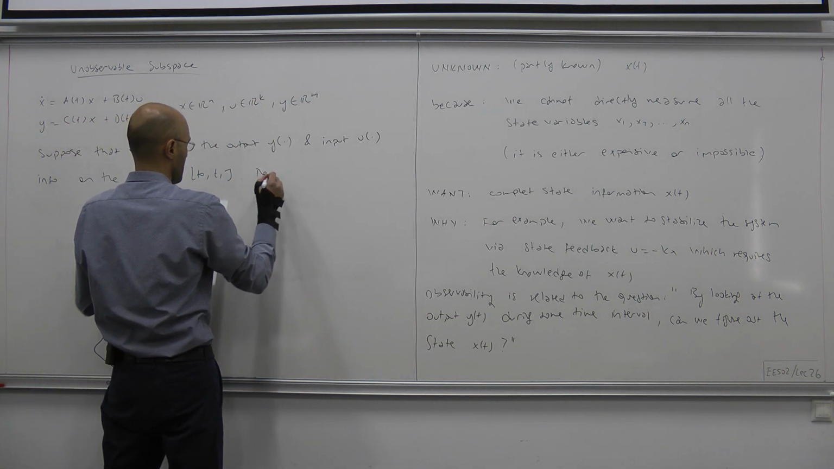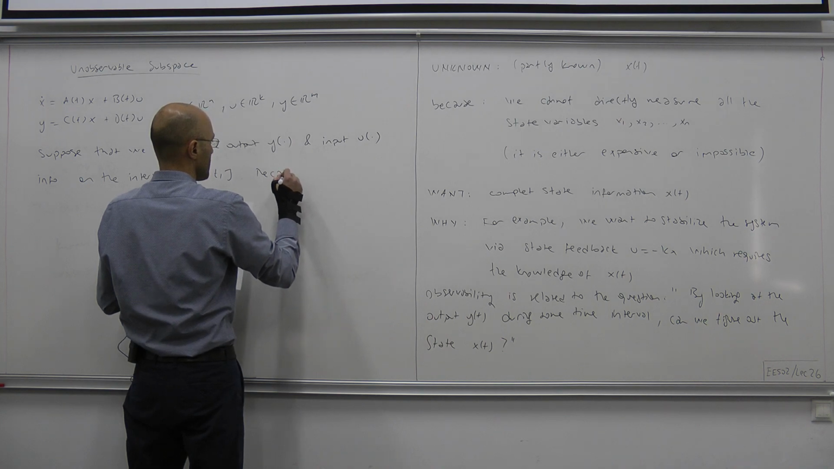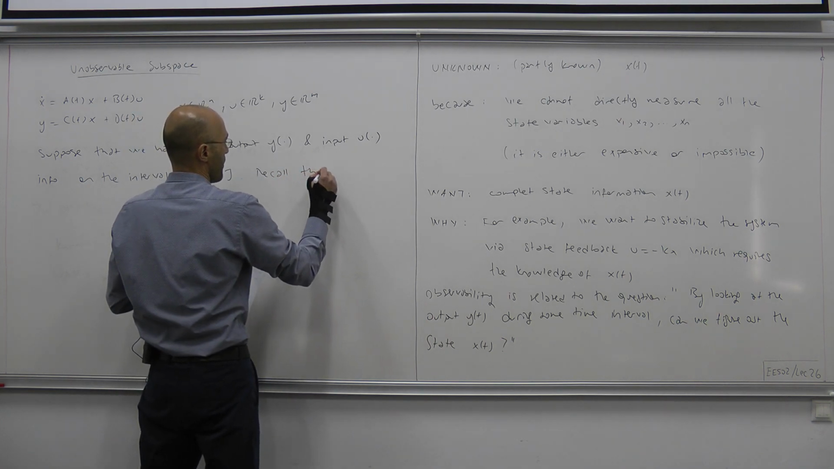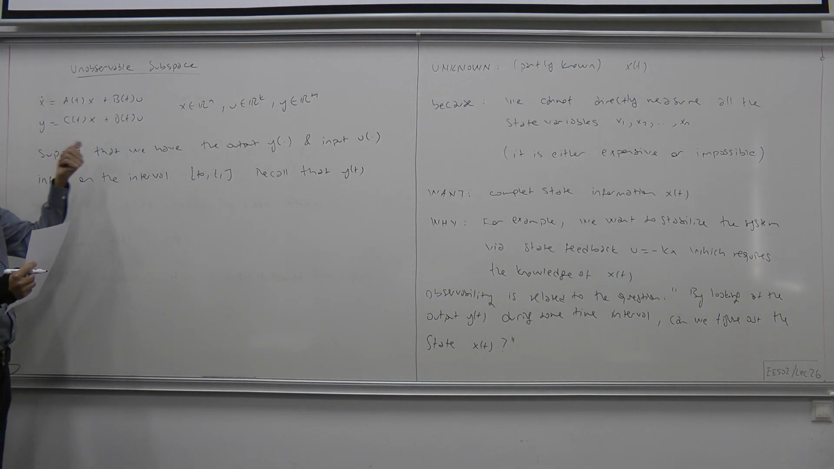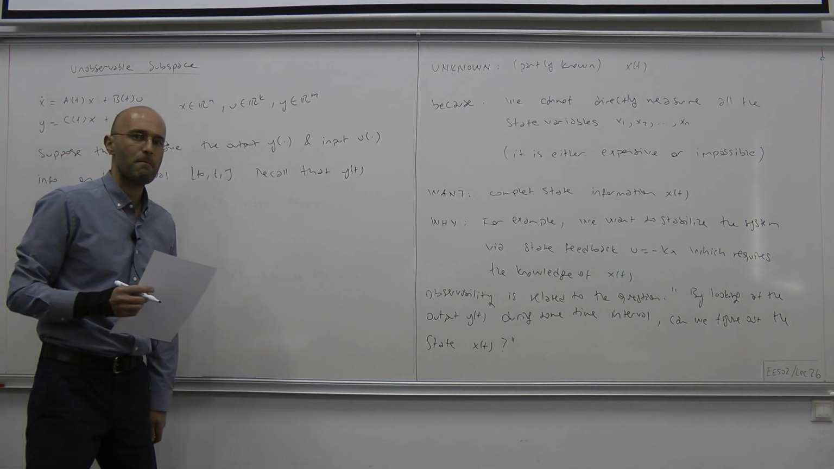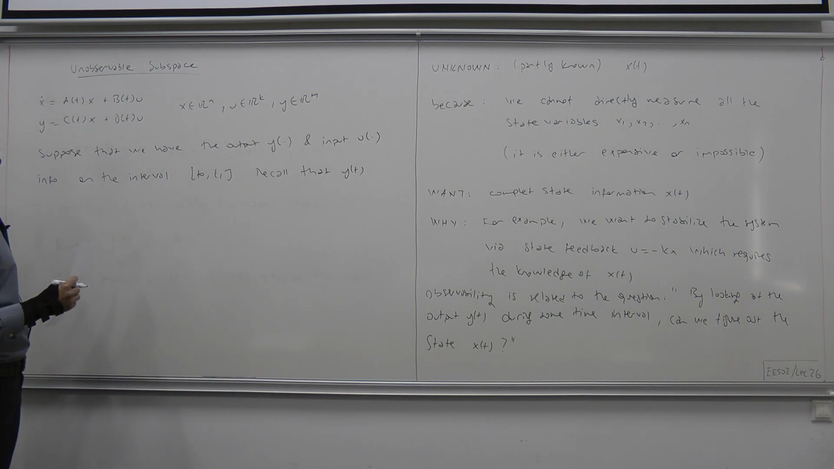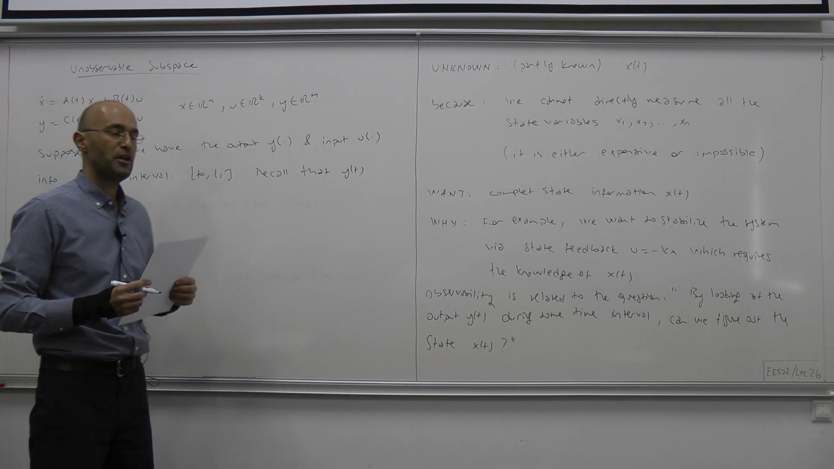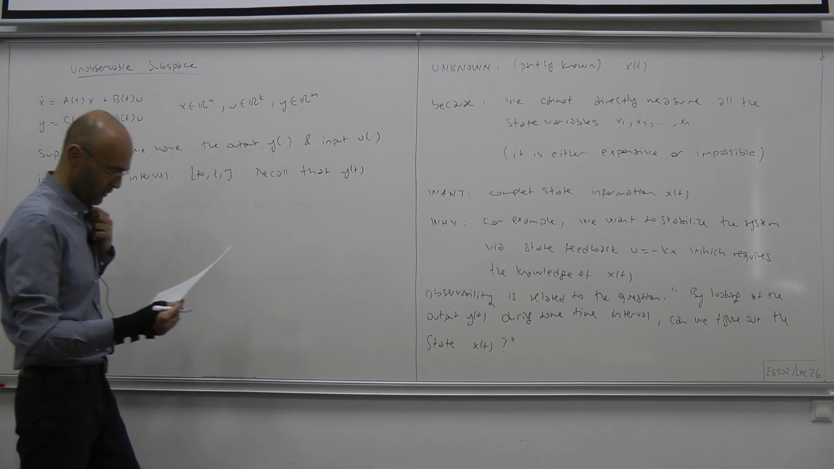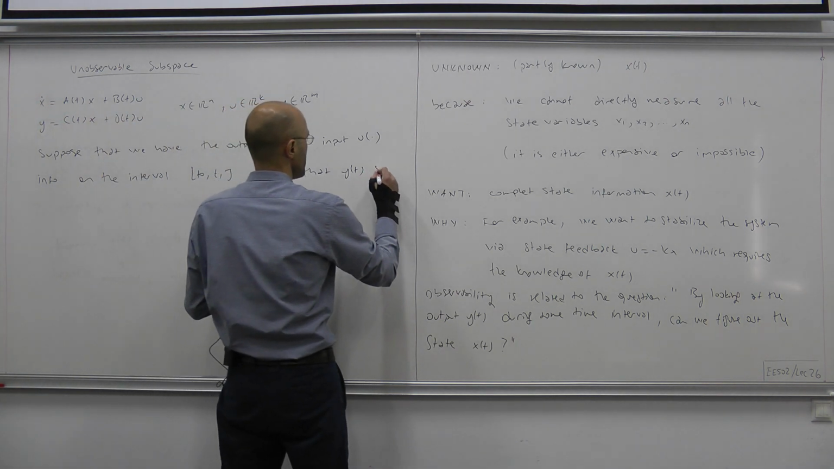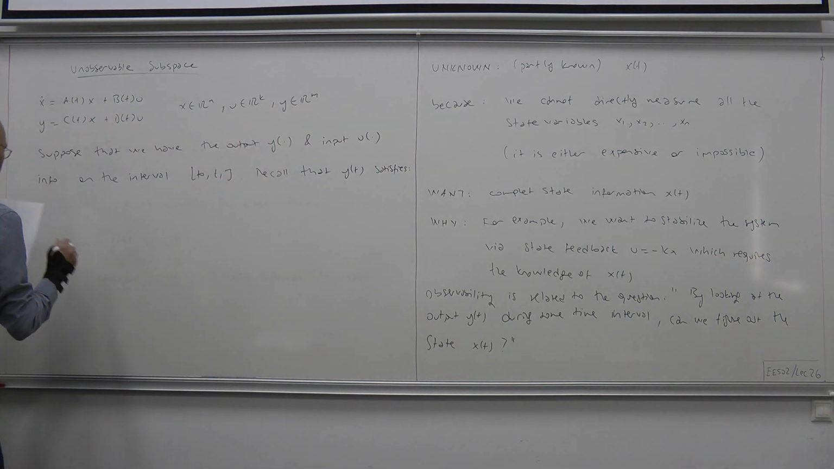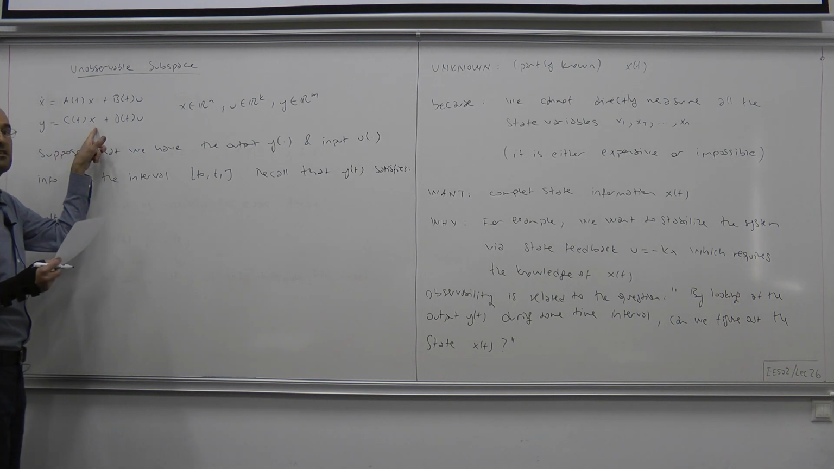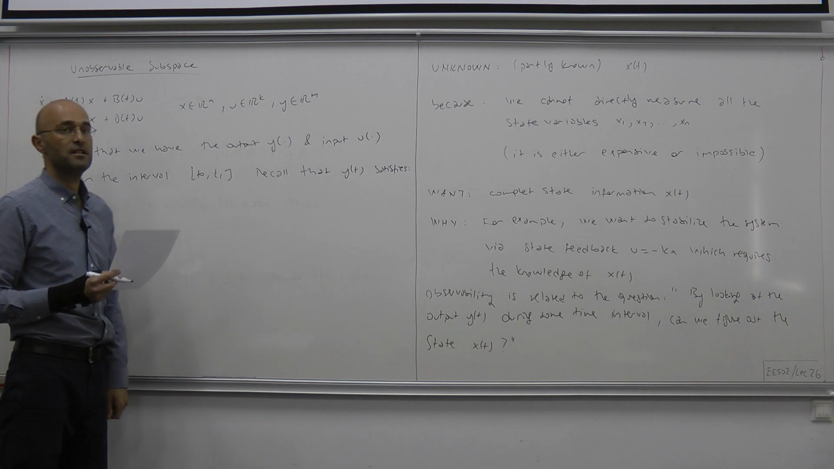Okay, now, recall that y of t can be written as a function of the initial condition and also the input signal if we know the state transition matrix of the system. Recall that y of t satisfies y of t equals C of t times x of t plus D of t times u of t.